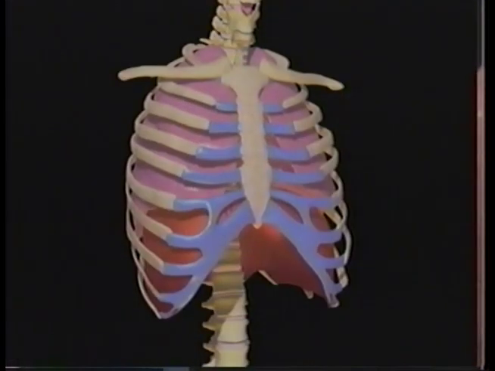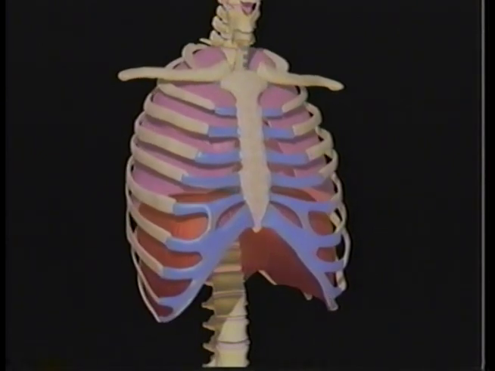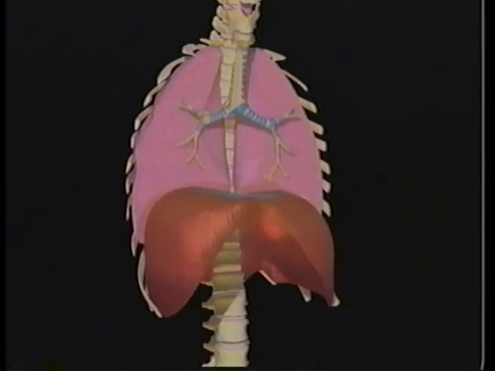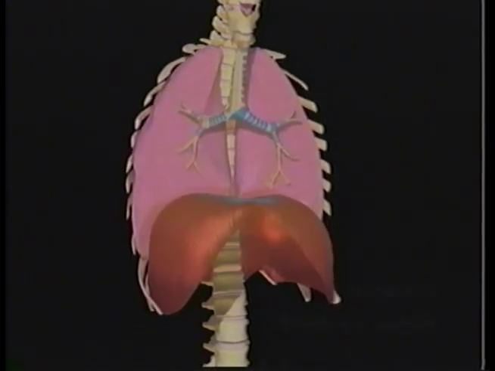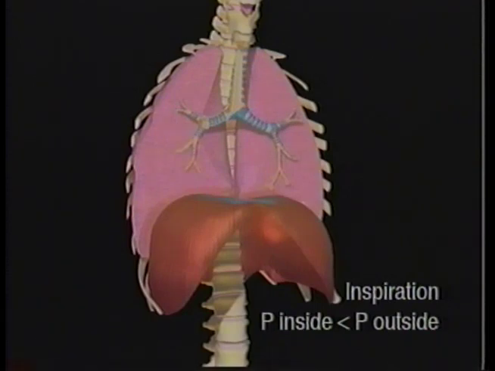Air always flows down a pressure gradient from an area where the pressure is greater to one where it is lower. For example, when the diaphragm contracts and the rib cage swings outward, lung volume increases. The increased volume causes a decrease in pressure within the lung. As a result, air pressure inside the lungs becomes lower than air pressure outside the body, and air flows from outside the body into the lungs. This process is known as inspiration.